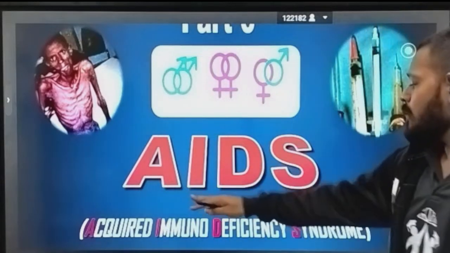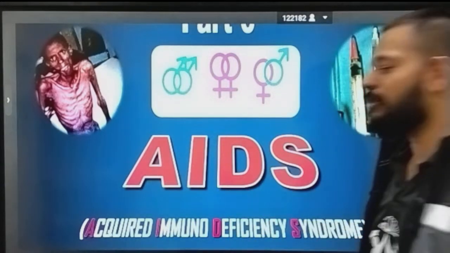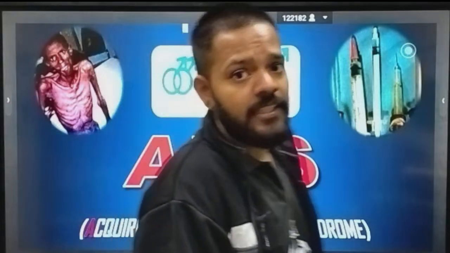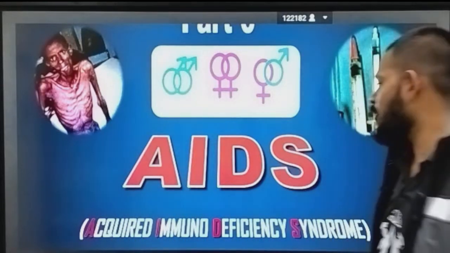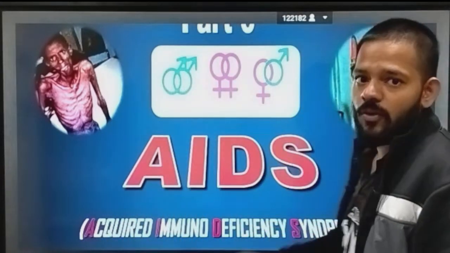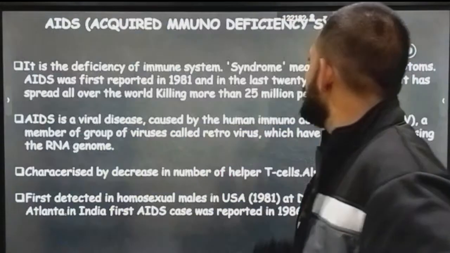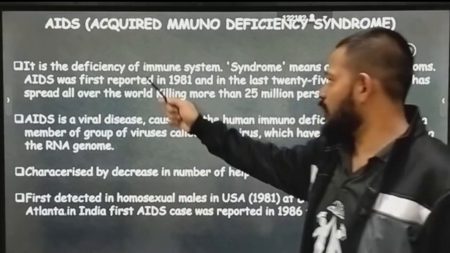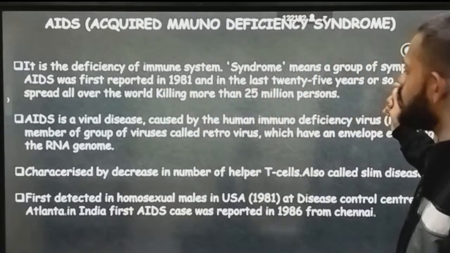So AIDS. The full form of AIDS is acquired immunodeficiency syndrome, and it is caused by the HIV virus, that is human immunodeficiency virus. So AIDS, acquired immunodeficiency syndrome, is a deficiency of the immune system. Syndrome means a group of symptoms.